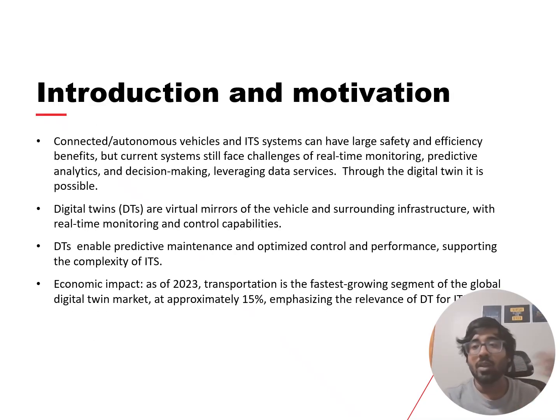As we all know, autonomous vehicles and ITS systems are very demanding fields for their safety and efficiency benefits, but there are still some challenges and issues such as real-time monitoring, predictive analytics, decision making, and so on. By implementing the digital twin, we can optimize it.